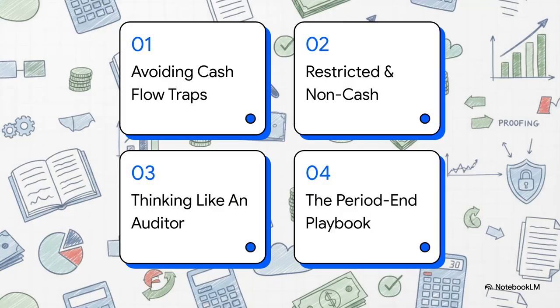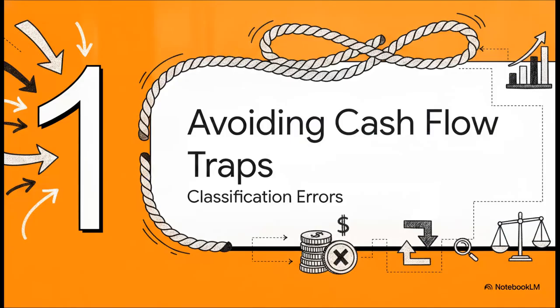So here's our roadmap for this explainer. 1. Avoiding cash flow traps. 2. Restricted and non-cash errors. 3. Thinking like an auditor. And 4. Building out your period-end playbook. Let's jump right in. Starting off with Section 1, avoiding cash flow traps and those pesky common classification errors.